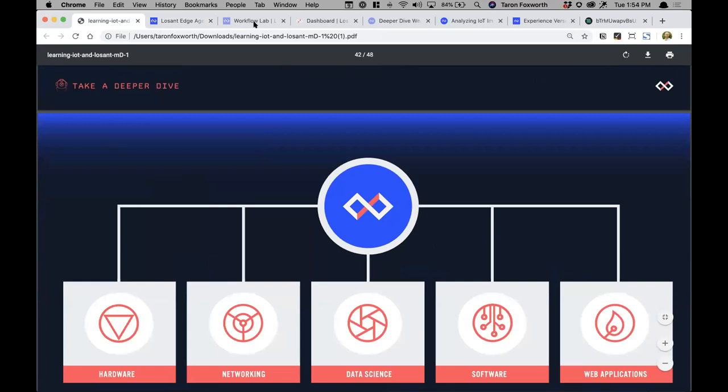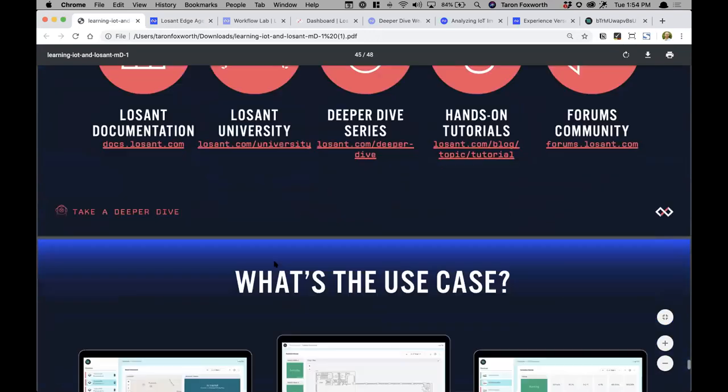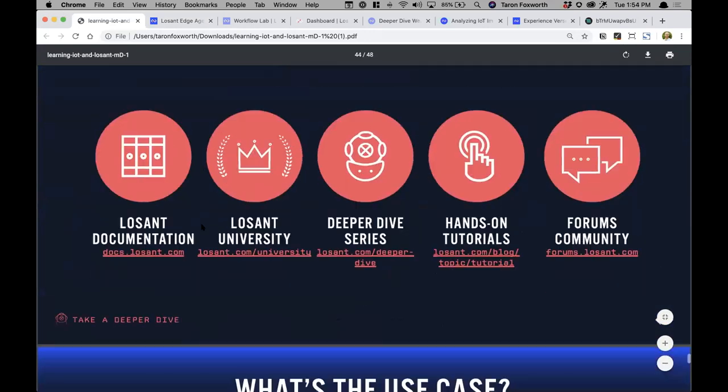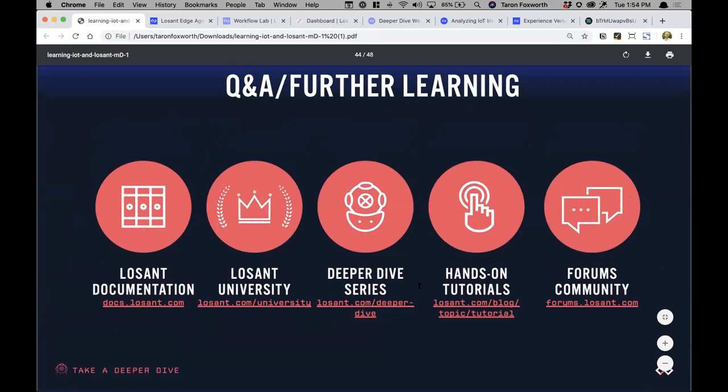Oh, continue to watch the deeper dives. As I mentioned before, the deeper dives and hands-on tutorials, as you go about learning through Losant, I think we're going to continue to produce these deeper dives and tell great stories about IoT. They're probably, in my opinion, the best way to continue this conversation.